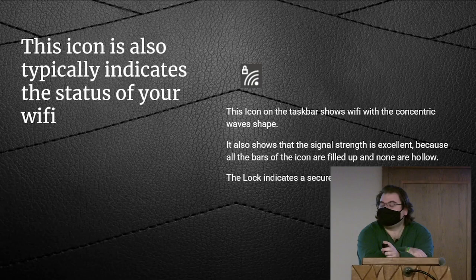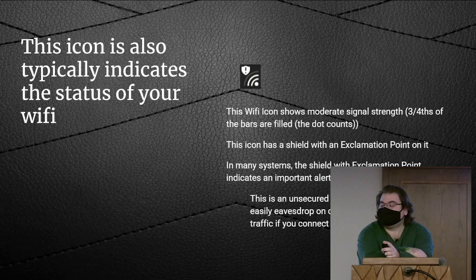Additionally, this lock icon shows that the network you're connecting to is secure. So you have this Wi-Fi icon, but it tells you many different pieces of information just in itself. It says that it's Wi-Fi, it says that it's a good signal strength network, and it's saying that it's also secure. This icon is a bit different. This one shows that the signal strength, like I said, the outermost bar is hollow, so it's not as good a signal, it's moderate strength.